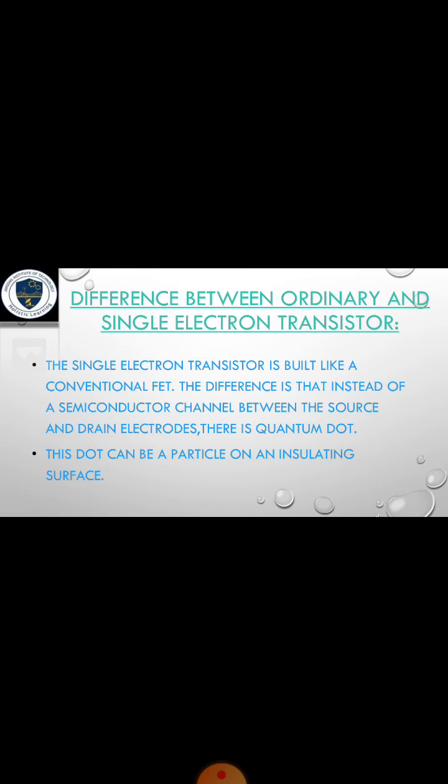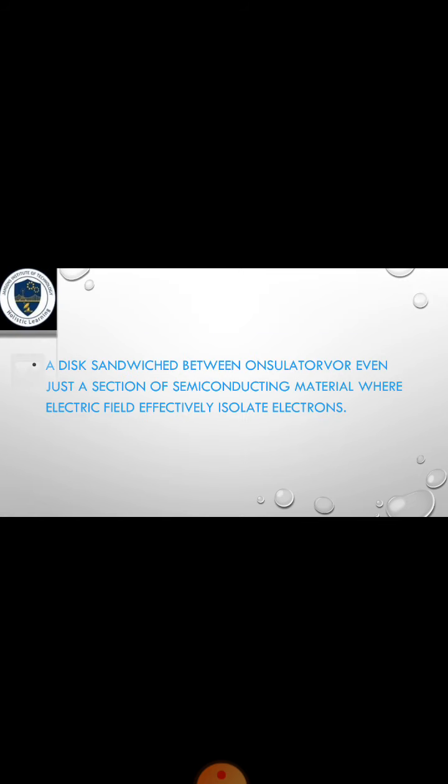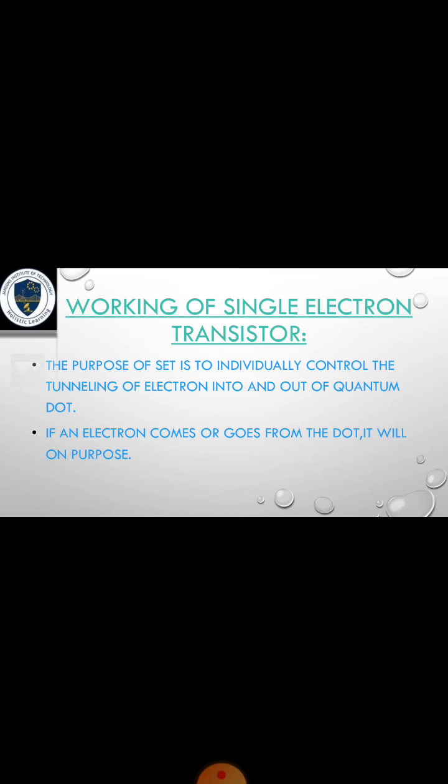Difference between an ordinary transistor and a single electron transistor. The single electron transistor is built like a conventional FET. The difference is that instead of a semiconductor channel between the source and drain electrodes, there is a quantum dot. The dot can be particles on an insulating surface, sandwiched between insulators, or even just a section of semiconductor material where the electric field effectively isolates electrons.